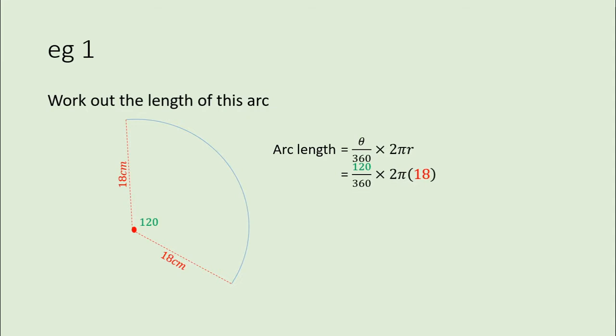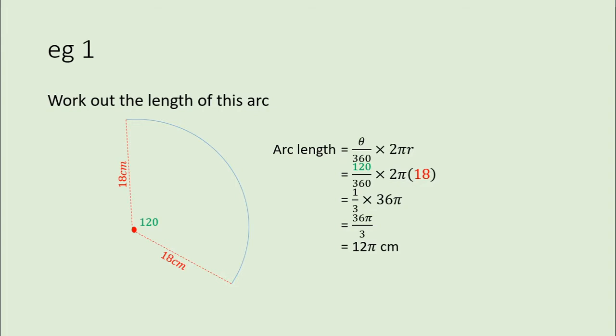Now, it might help if you simplify this before you start working this through. 120 over 360 is the same thing as 1/3, and 2 times 18 is 36. Now, multiplying a fraction by a whole number, we only need to multiply the top of the fraction. So I'm going to do 36 pi times the 1, leaving the 3 at the bottom. Now 36 pi can be divided by 3. 36 divided by 3 is 12. So this is going to be 12 pi centimeters.